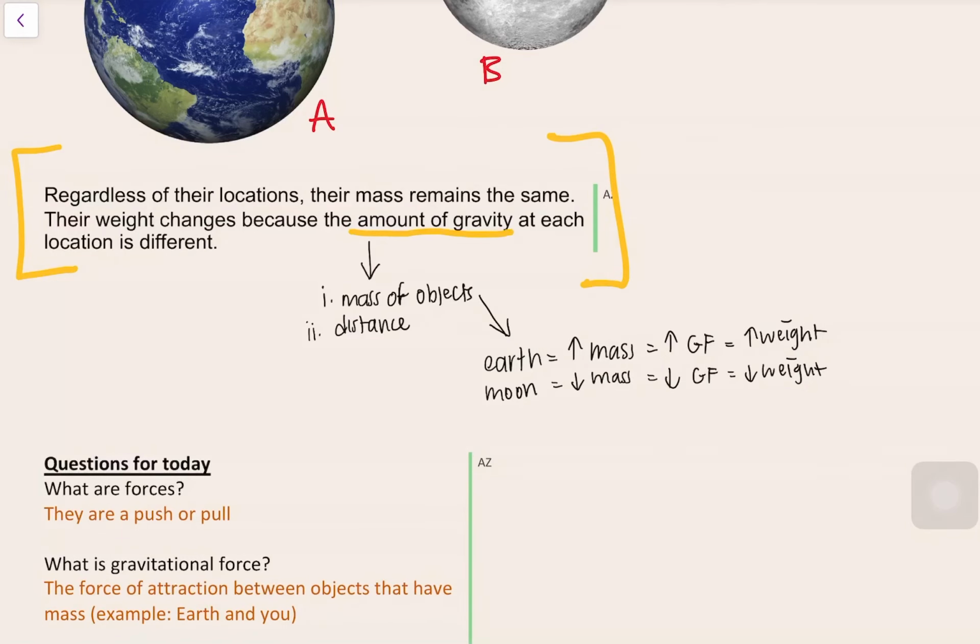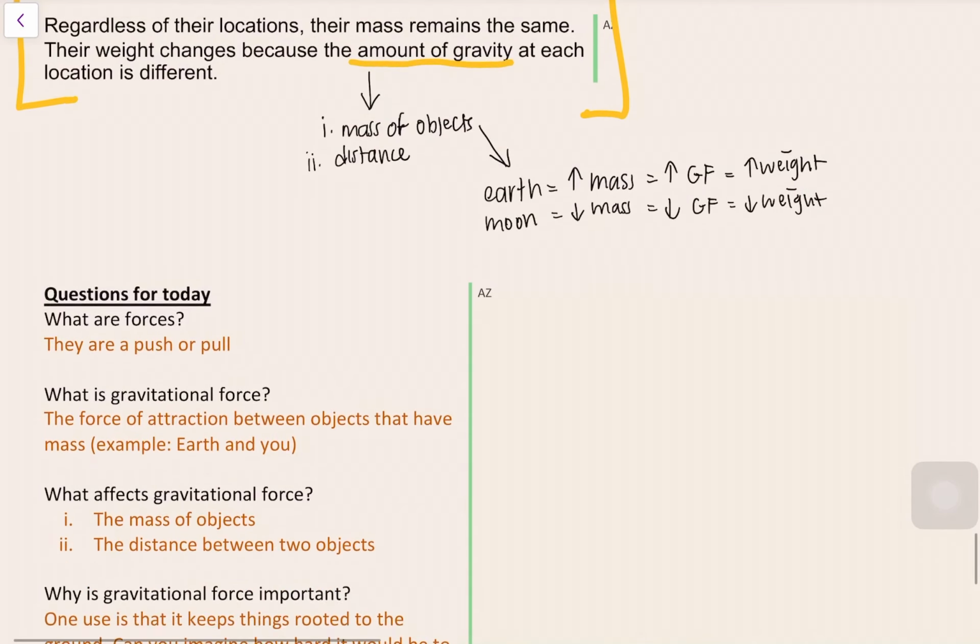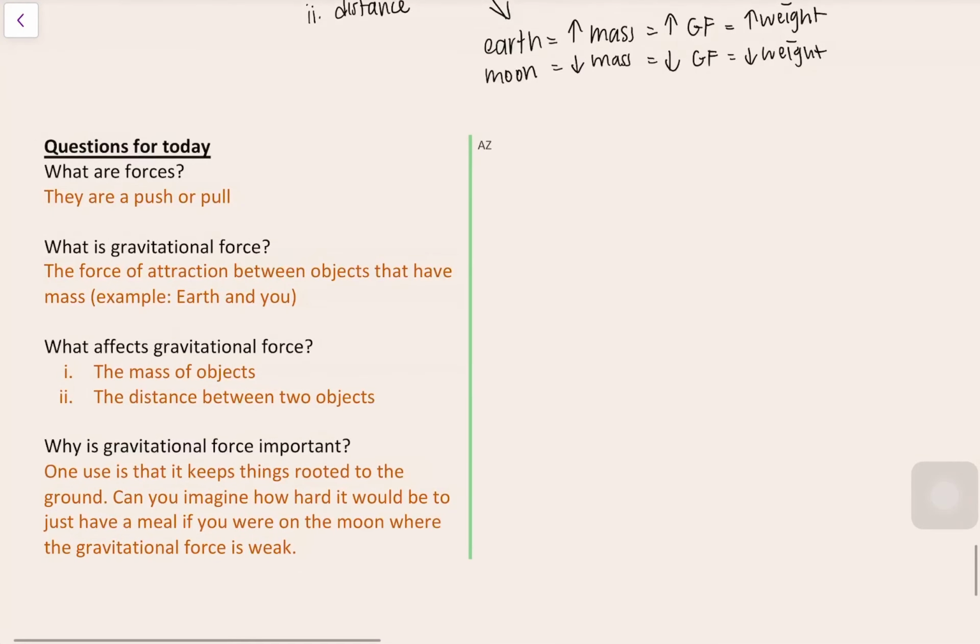So now we return back to the questions that we are supposed to be able to answer after today's lesson. So firstly, what are forces? They are a push or pull. And we can see this in the different kinds of forces that we've learned. Magnetic force, frictional force, elastic force, as well as gravitational force that you've learned today. So what is gravitational force? It is the force of attraction between objects that have mass. So for example, we use the example of Earth and ourselves. There is a gravitational force between the Earth and us, which keeps us rooted to the ground.